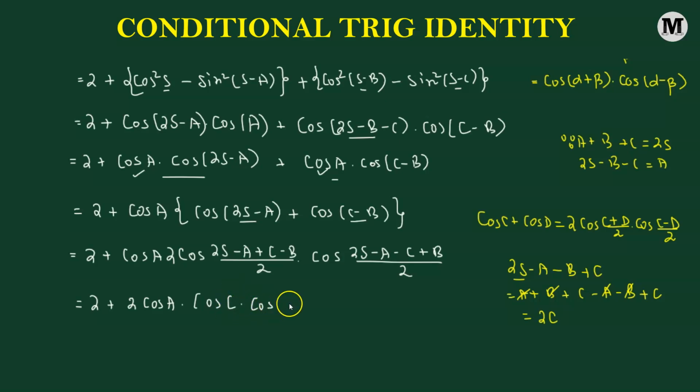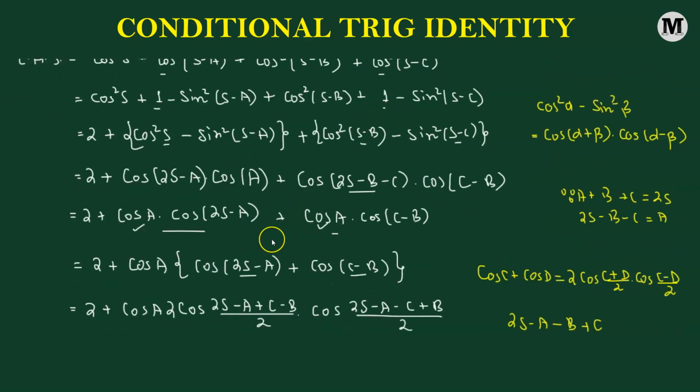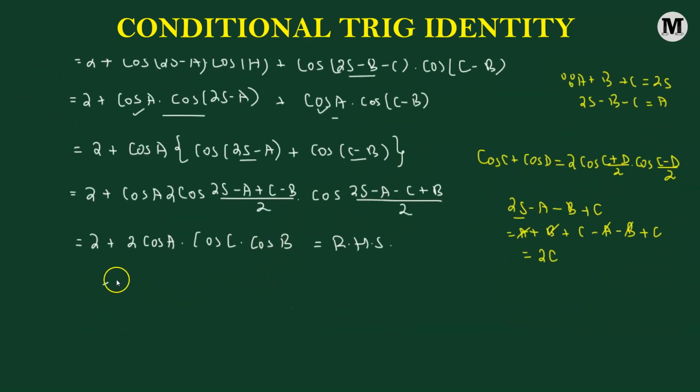Multiplied by cosine of angle, so 2s minus a minus c plus b. When we substitute 2s with a plus b plus c, we are going to get 2b in the numerator. And since we have division by 2, we're going to get b. And as we can see, this is the expression on the right hand side. So we needed 2 plus 2 times cosine a, cosine b, cosine c. So here we have successfully verified. Thus, the left hand side is the same as the right hand side. Hence, proved.